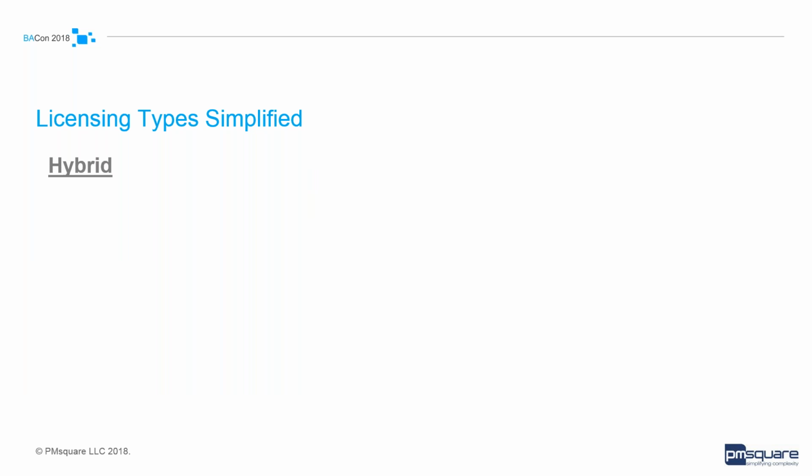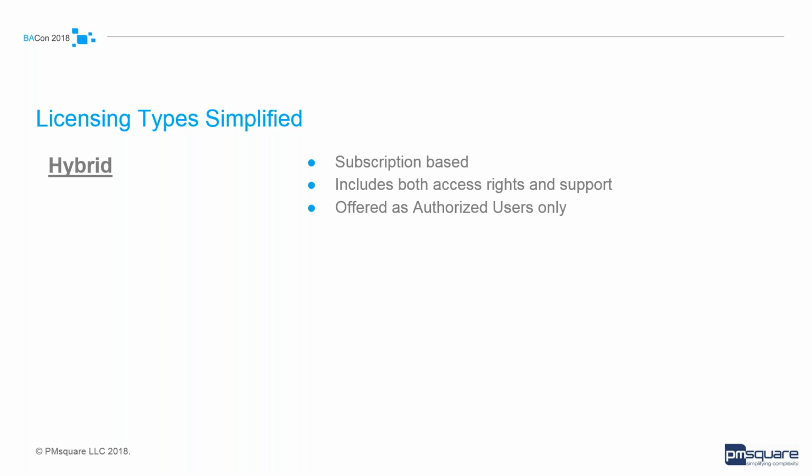The last one is kind of bringing the best of both worlds together, which is hybrid licensing. This is also subscription-based licensing in the way that it's priced. It includes access to both on-premise and the cloud instance of the product. Offered as authorized users only, so there's no capacity license model with this. And it does provide access, like I said, to both on-premise and a cloud environment of that solution.